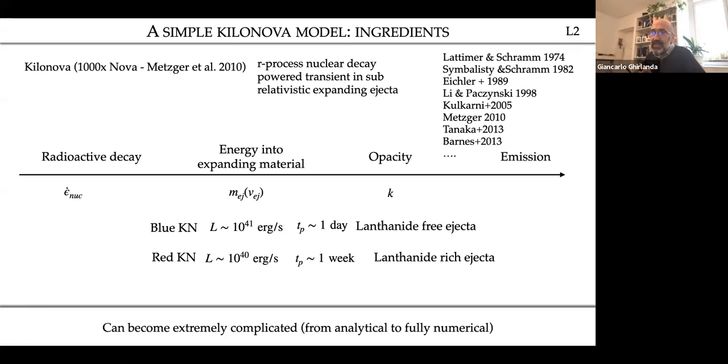The general idea that was in circulation at the beginning is that the blue kilonova is brighter than the red one, and they differ in the time when they peak. But the reason for this different luminosity and this different time behavior is intimately related to the main ingredients that we have to take into account when describing even the simplest kilonova model.